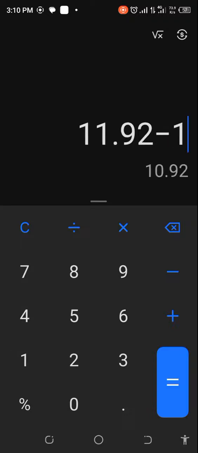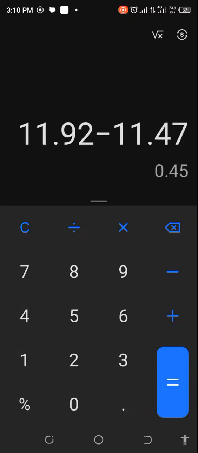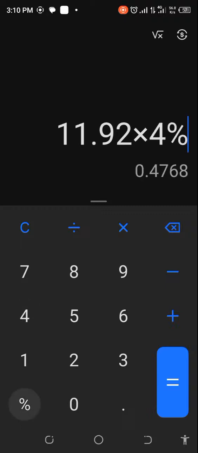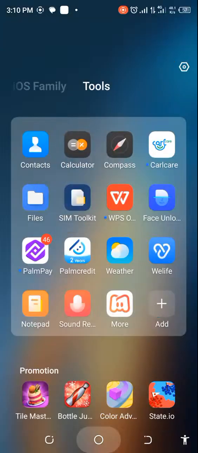So that's 11.92, and we had minus 11.47. Okay, about 45 cents. What would we call this one now? I think that's about 4%. So if I multiply 4, that's okay. That's about 4%. So we're just in that range. So we're kind of good. That's exactly what we have now.